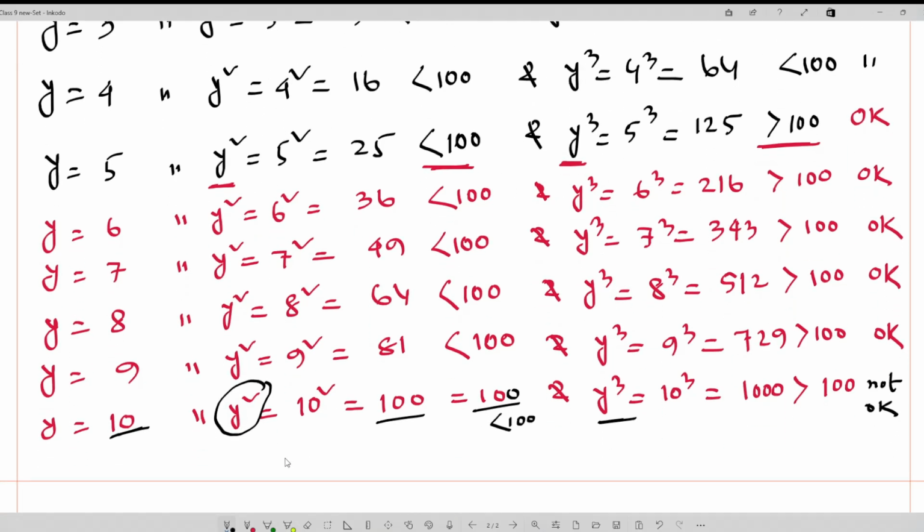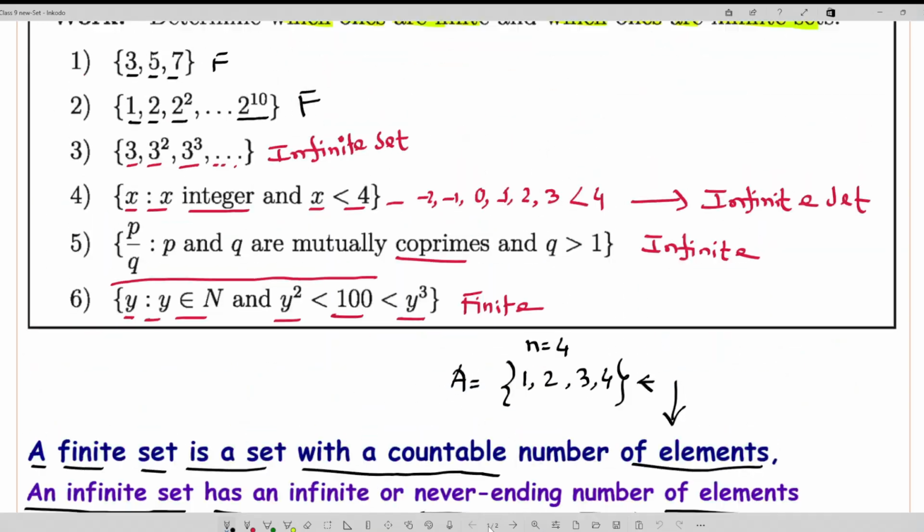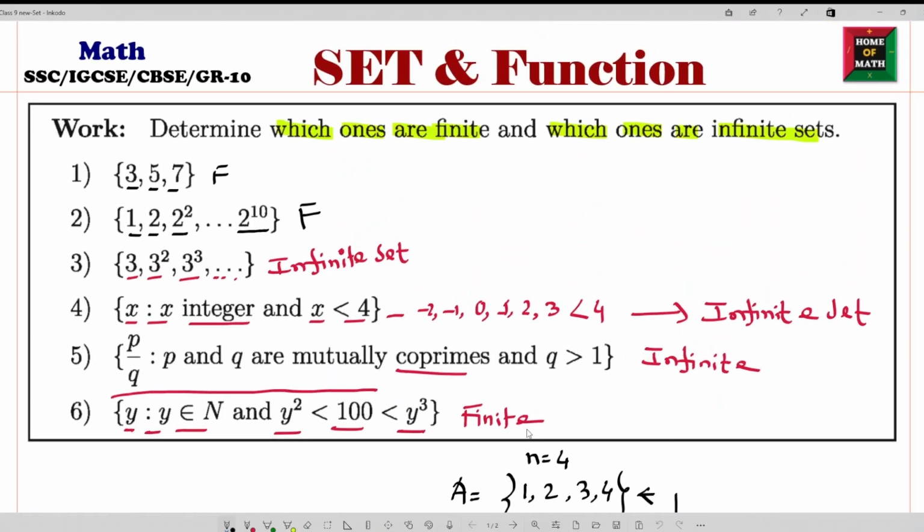Therefore finally we get the result: y equals the set {5, 6, 7, 8, 9}, right? So we can count the numbers: 1, 2, 3, 4, 5. Here the number of elements is n equals 5. So we can say this is a finite set. Now look, initially we wrote number 6: y such that y is an element of N and y squared is less than 100 and less than y cubed. It's a finite set because we can count the elements, which are 5, 6, 7, 8 and 9.